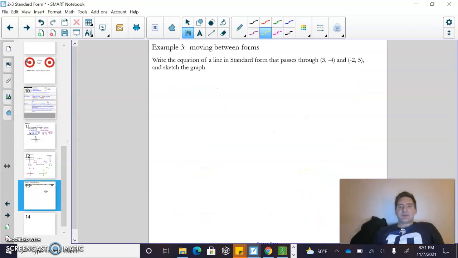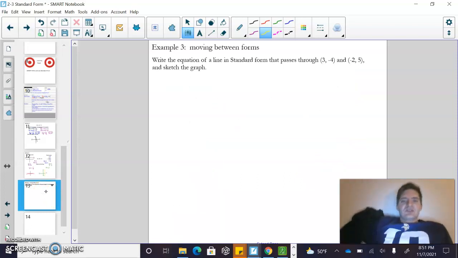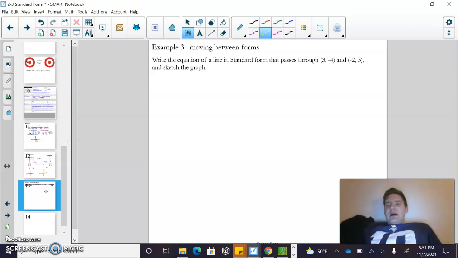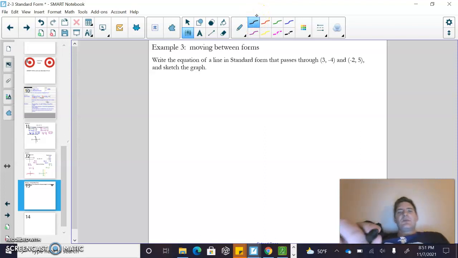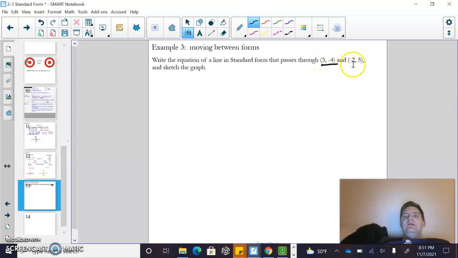Now, this last example is moving between the forms. We're going to write an equation of a line in standard form that passes through (3, -4) and (-2, 5). There are a number of different ways we can do this, but we're going to go through all three forms here. So the first thing we need to do is calculate the slope of these 2 points. So we're going to do 5 minus -4 and -2 minus 3.